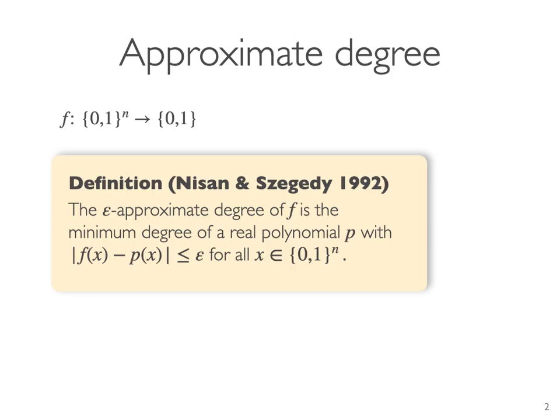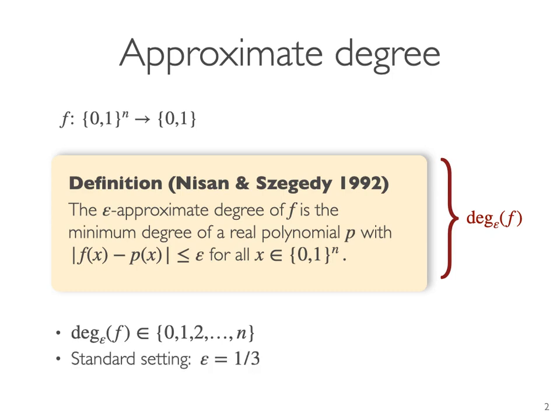For a given Boolean function f, the epsilon approximate degree is defined as the minimum degree of a real polynomial p that approximates f pointwise within epsilon. This complexity measure is denoted deg sub epsilon of f, and as the definition implies, it is always an integer between 0 and n. The standard setting of the error parameter is epsilon equal to a third, which, of course, is without loss of generality.